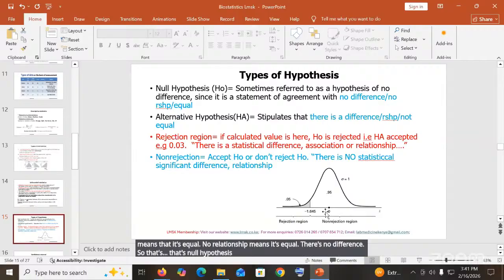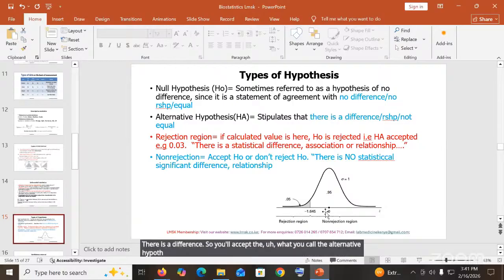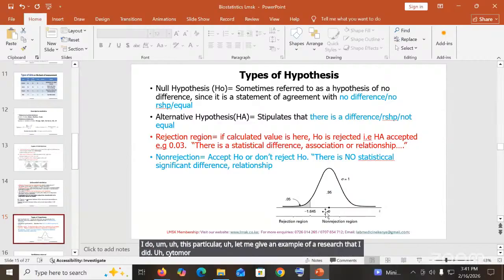So when you reject it, you will say there is a difference. So you will accept what you call the alternative hypothesis. So, for example, let me give an example of a research that I did: cytomorphological abnormalities, or rather, the cervical abnormalities among diabetes mellitus patients.